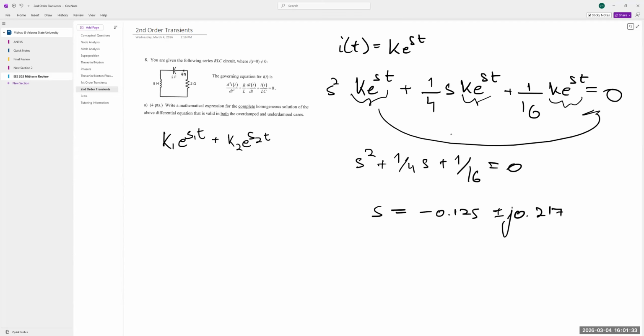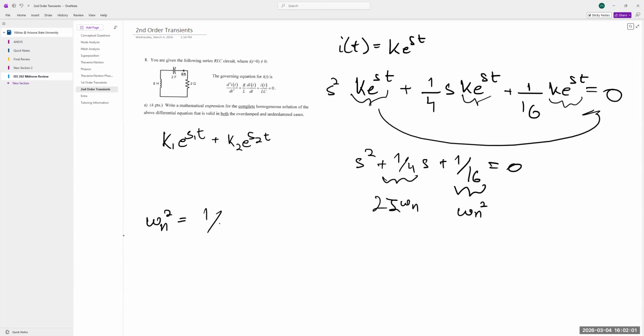Another thing we could note from this characteristic equation is that the term that's over here is known as omega n squared, which is the natural frequency squared. The term that's the coefficient over here, this 1 over 4, is going to be called 2 zeta omega n. Just by equating the terms, I can say that omega n is equal to 1/4, because I'm taking the square root of 1 over 16, right? So 2 zeta omega n is equal to 1/4.